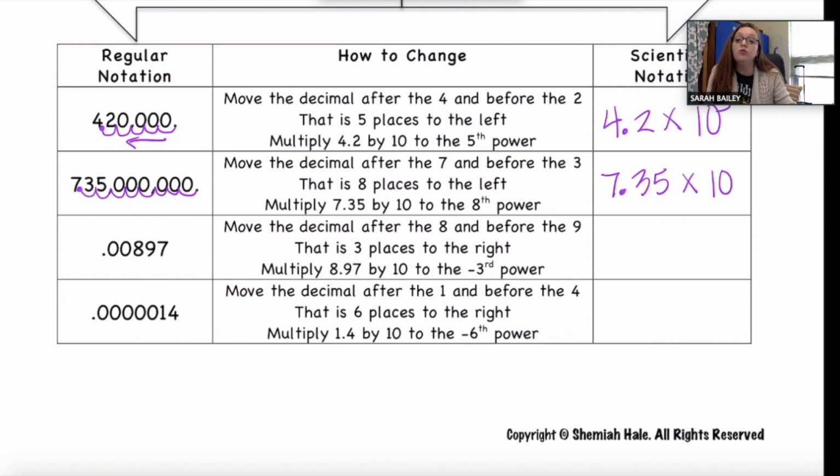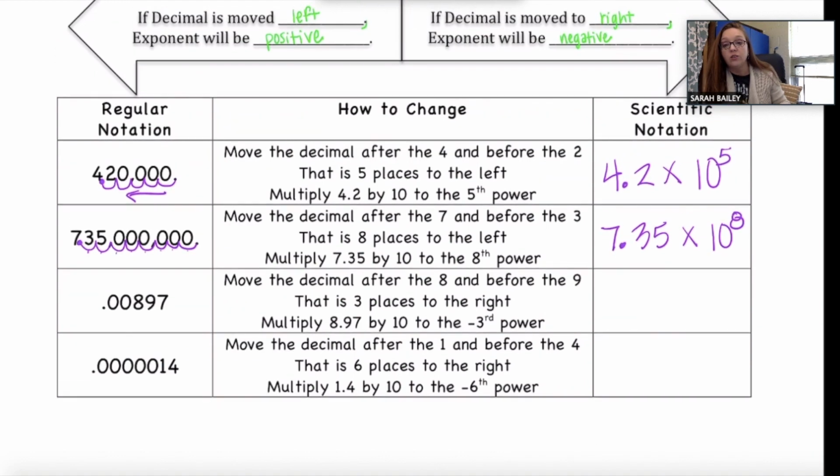And I had to move 7 times, and you can count the digits. 1, 2, 3, 4, 5, 6, 7, 8. Excuse me, I moved 8 times. So it's times 10 to the 8th power. Since I moved to the left, it's going to be a positive 8. If I had moved the decimal point to the right, then it would have been a negative 8.